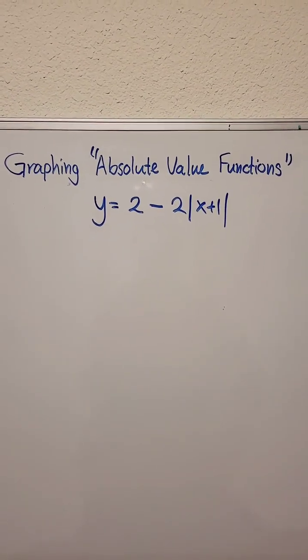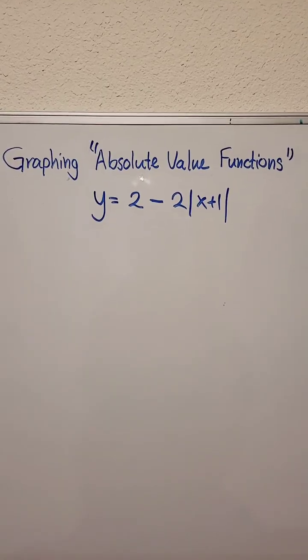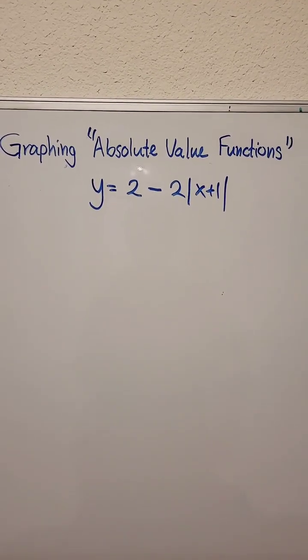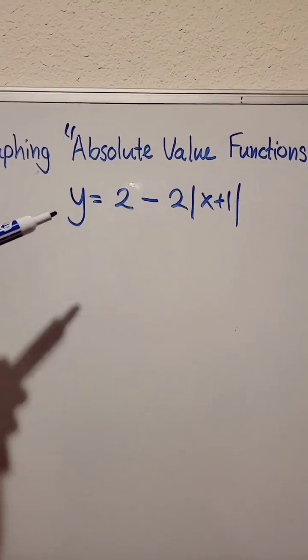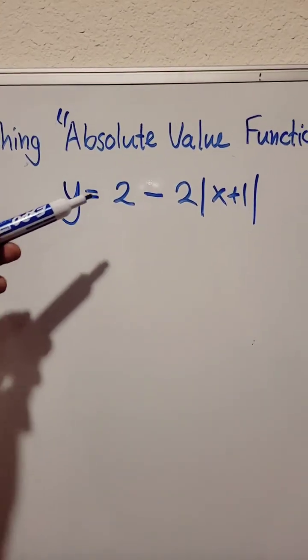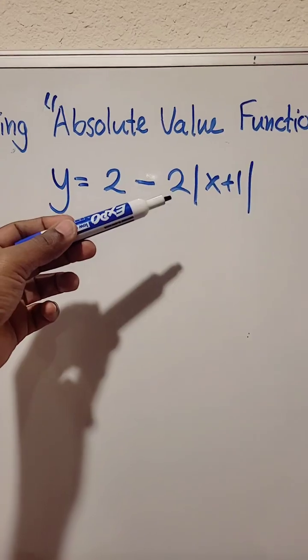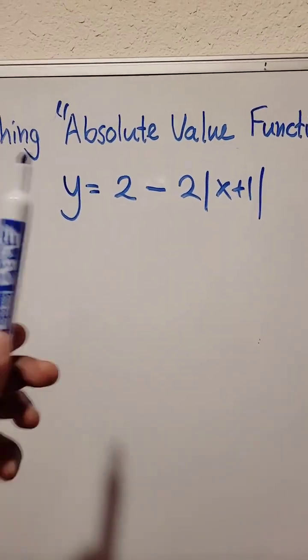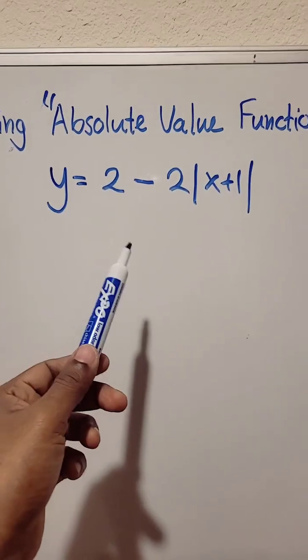K again. So today I'm going to do a pre-calculus based problem, graphing an absolute value function. So this is the example that I'm going to discuss today. y equals 2 minus 2 times the absolute value of x plus 1. How do we graph this absolute value function?